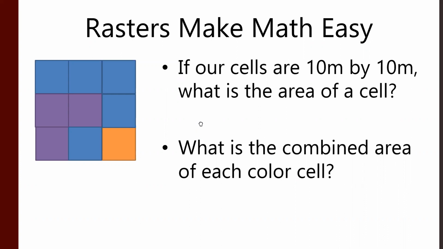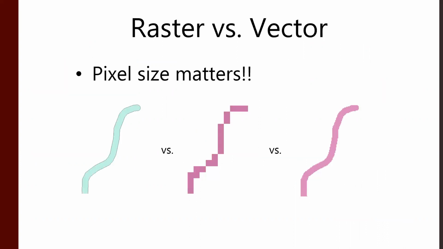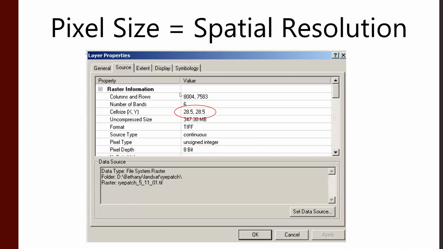Count to yourself. How many square meters do we have of blue? How many square meters do we have of purple? How many of orange? Right, we can just count them. 1, 2, 3 purple squares. A square is 100 square meters. I have 300 square meters of purple. Easy. Now, when you have 8,000 columns and 7,500 rows, maybe you want to do that counting with computational aid, but you get the idea.